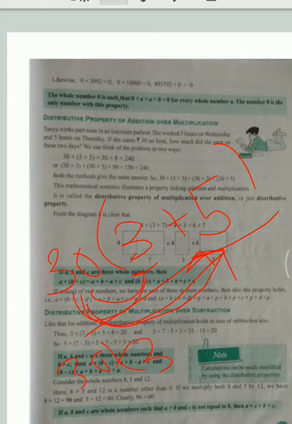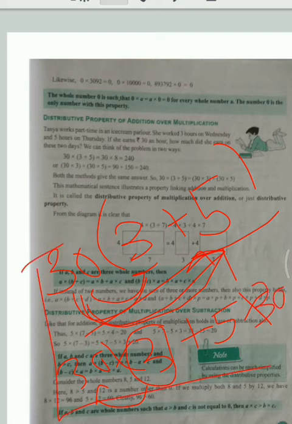That means for 3 hours, she is getting 30 rupees per hour, and for 5 hours also she is getting 30 rupees per hour. In this way we can write this statement. Now, can you solve it? Yes, obviously, because this 30 into 3, that is what, students? 30 into 3, let me write it.